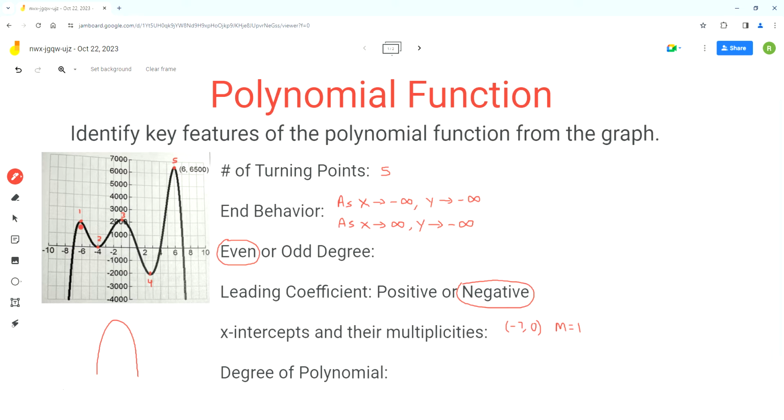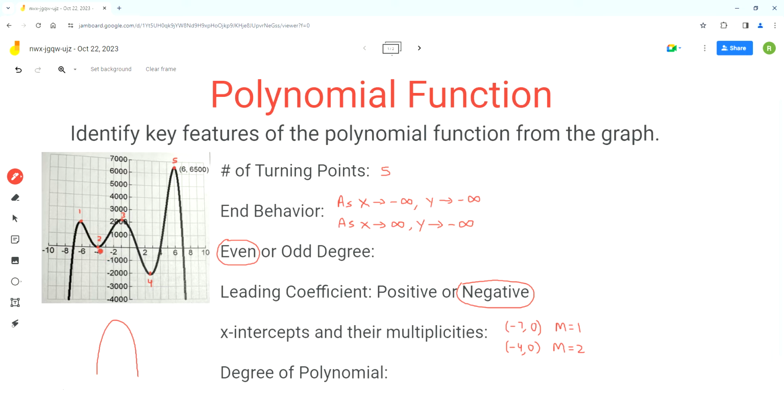Now the second x-intercept is -4. So we write it as (-4, 0). And for that, the multiplicity is 2 because at that x-intercept, the graph bounces back. The graph is coming down to get to the second x-intercept at -4, but it is pushed back. So the multiplicity at that x-intercept is 2.